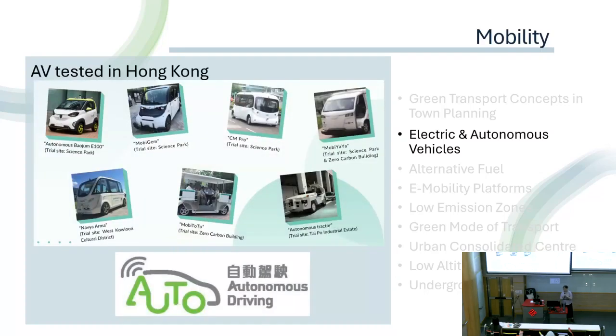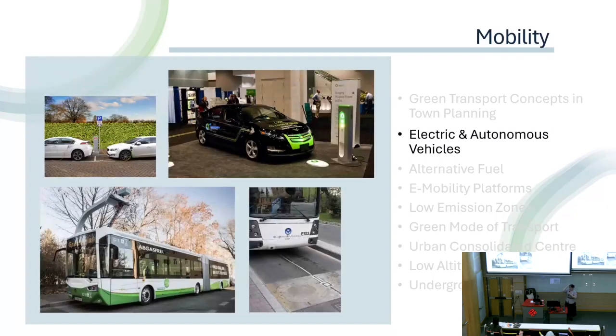Some of the autonomous vehicles that have been tested in Hong Kong, and this is from the Transport Department website. They've actually posted how many trials are ongoing, which types of cars have been trialed on Hong Kong roads, how they're doing, etc. Some of the provisions that we're looking at when we're talking about electrical vehicles.